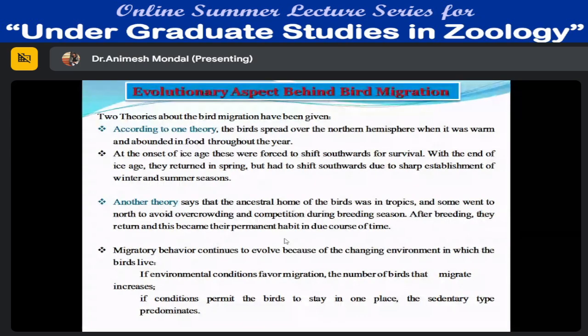Now, the migratory behavior continues to evolve because of the changing environment in which the bird lives. Now, if environmental conditions favor migration, the number of birds that migrate will normally increase, and if the conditions permit the birds to stay in one place, then what will happen? The sedentary population of the birds will be predominating in nature.